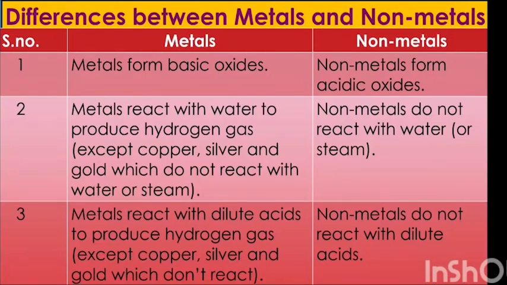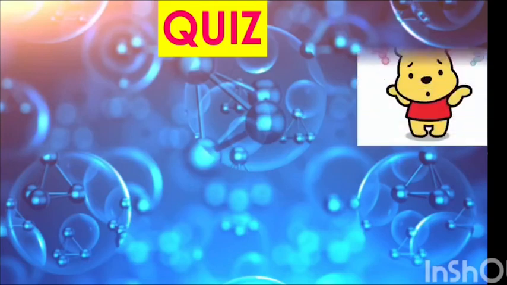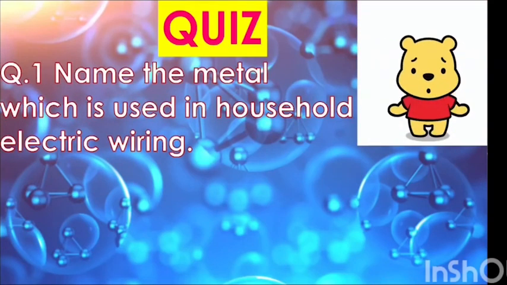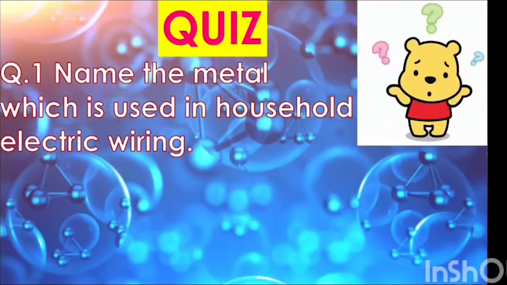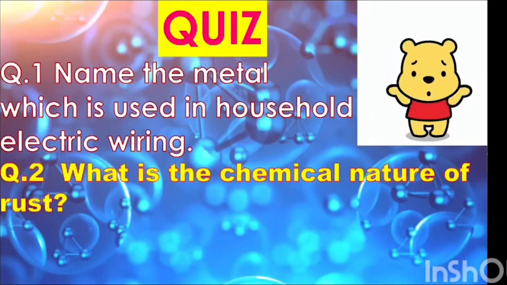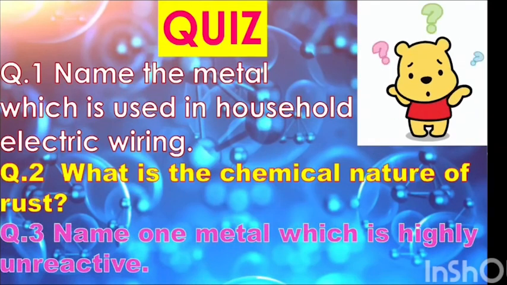So, I hope you understand the differences between chemical and physical properties of metals and non-metals. Now, it's quiz time. Question 1. Name the metal which is used in household electric wiring. Question number 2. What is the chemical nature of rust? Question number 3. Name one metal which is highly unreactive.